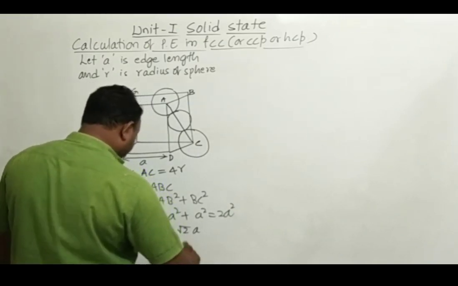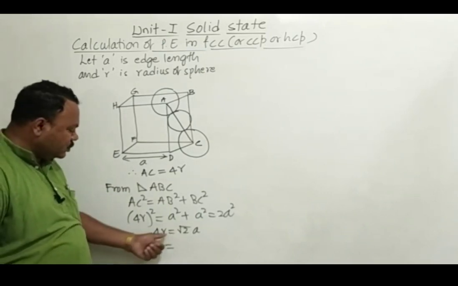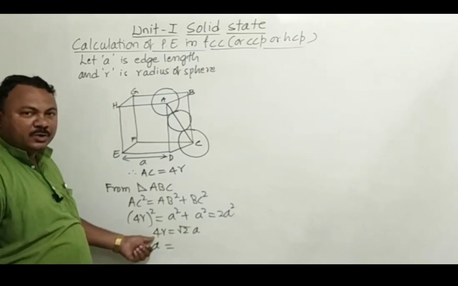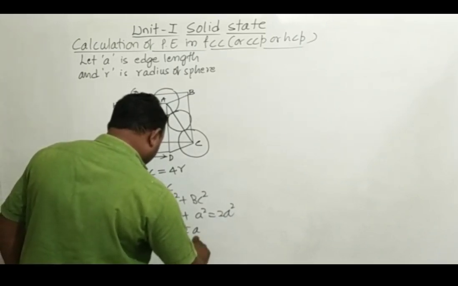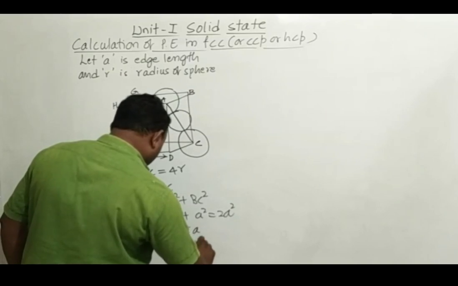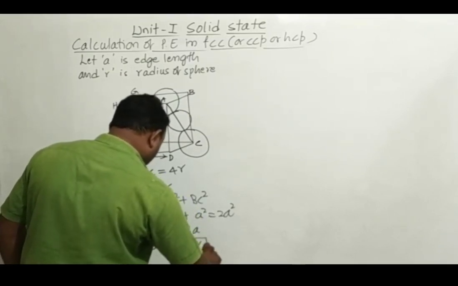A is equal to, bring this root 2 to the left side. 4 by root 2 is nothing but 2 root 2. So we get the value of A in terms of R. A is equal to 2 root 2R.